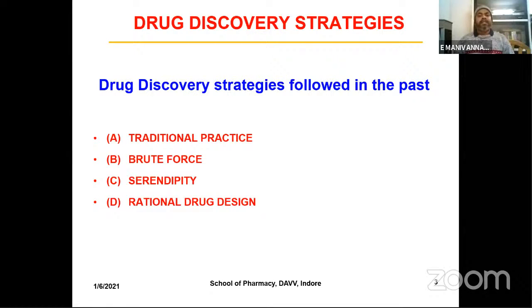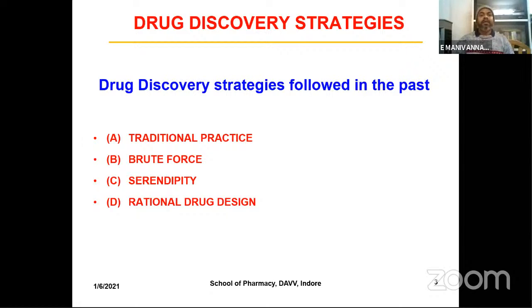Serendipity, so example drugs like sildenafil citrate and Alexander Fleming's discovery of penicillin, we can cite for serendipity, luck of research. Rational drug design, there are several drugs today, even this rational drug design technique is followed mostly. Examples like cimetidine and omeprazole, a proton pump inhibitor, we can cite under this. We will see a few examples of traditional practice, brute force technique, serendipity, and rational drug design.